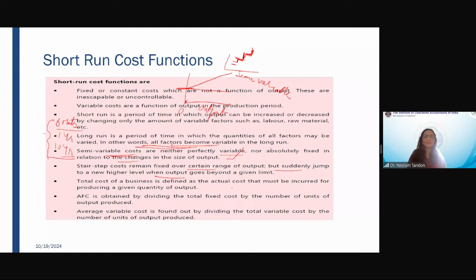Total cost of business is defined. What is total cost? Total cost of business is the actual cost, which is explicit cost and implicit cost. Then average fixed cost. The shape of the average fixed cost is downward sloping.